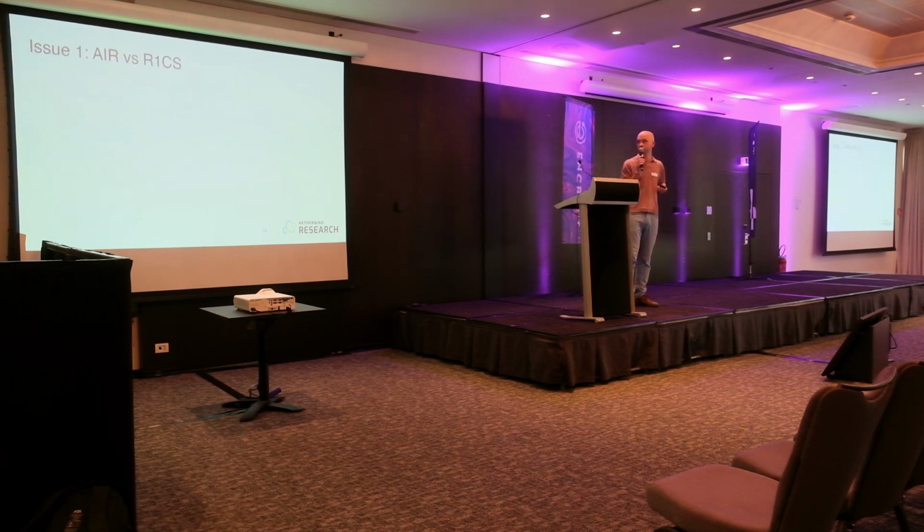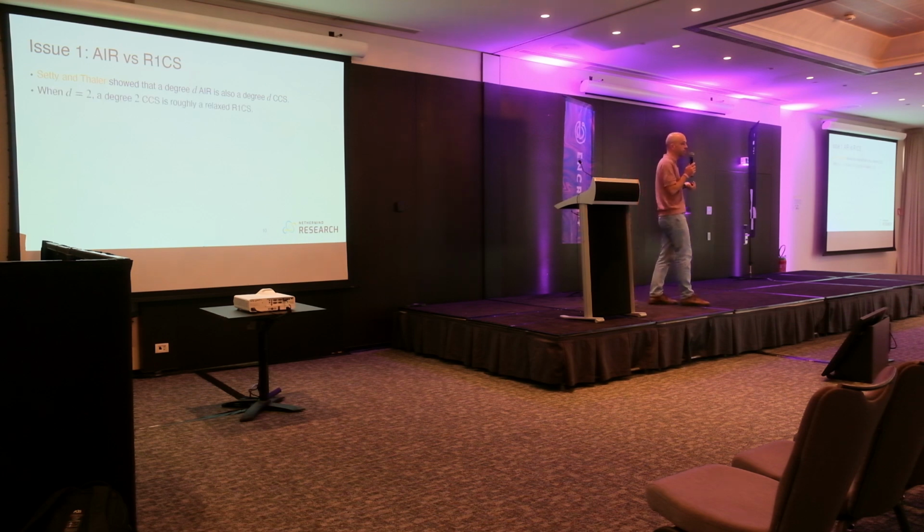So let's discuss these issues. When it comes to AIRs and R1CSs, this is very simple. A couple of years ago, or maybe a year ago, Setty and Thaler showed that a degree-d AIR is also a so-called degree-d customizable constraint system. No need to know what a CCS is. When the degree is 2, a degree-2 CCS is basically a relaxed R1CS. And in many cases, AIRs usually have degree 2 or 3.